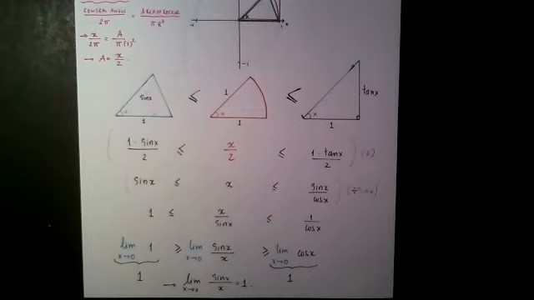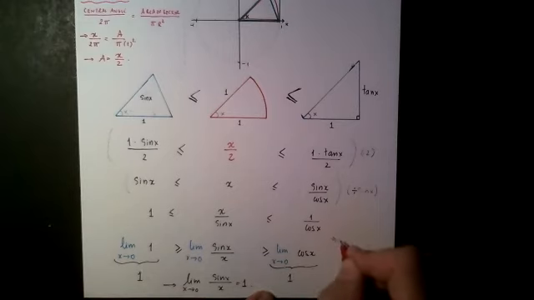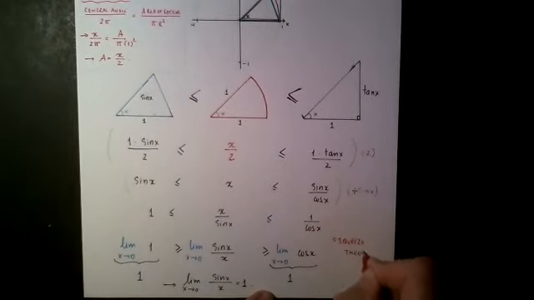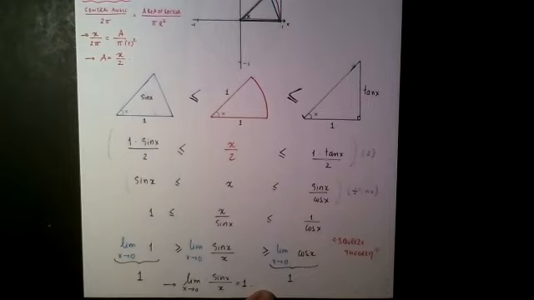Okay, that's the proof. And this process here of squeezing the limit between 2 numbers that are the same is called the squeeze theorem. Okay, we're going to do a few examples using the squeeze theorem soon. But for now, what I want you to know is that the limit as x approaches 0 of sine x over x is 1.